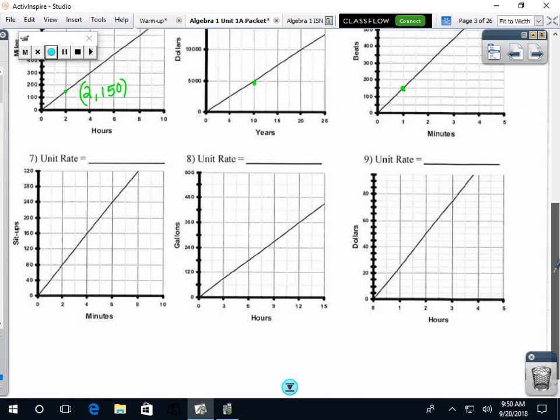All right, number 7. Where would a nice point be for this one? 2 and 80 would work. Okay, or 1 and 40 could have even worked. So now that I've said 1 and 40, that pretty much tells you the unit rate is 40 sit-ups per minute.